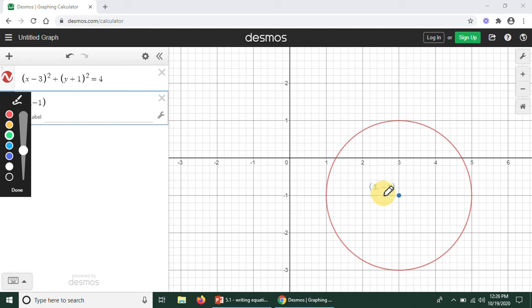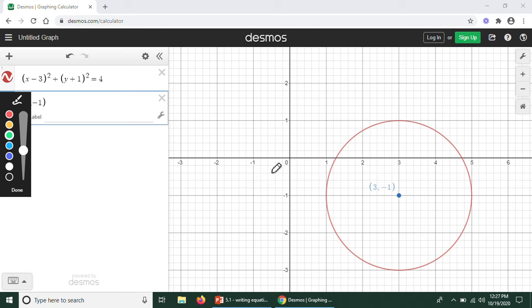And notice that our y coordinate for the center of the circle is the opposite of this number that is in this part of the equation of the circle where you have the y term. Very important.